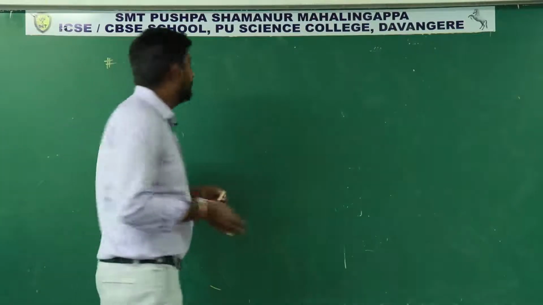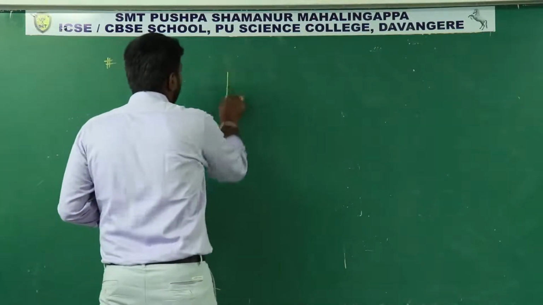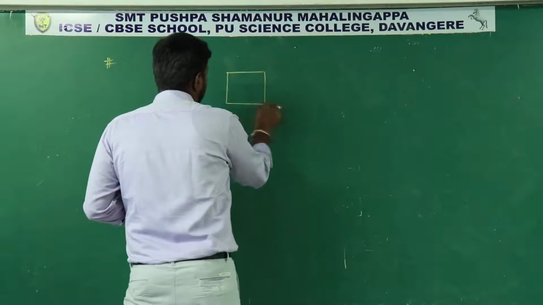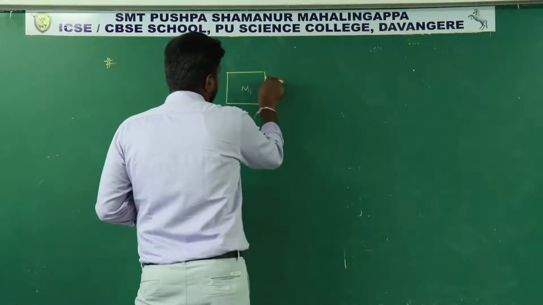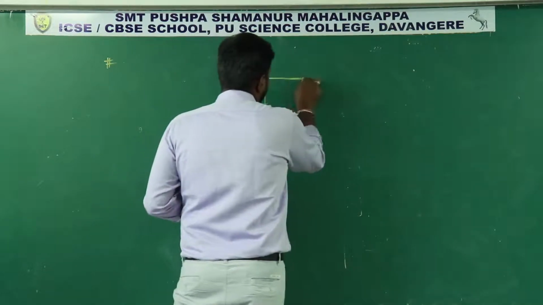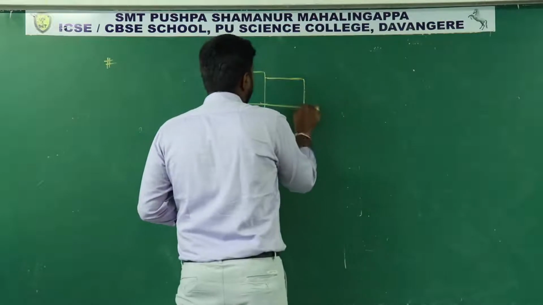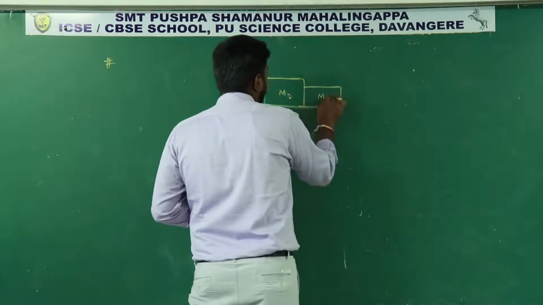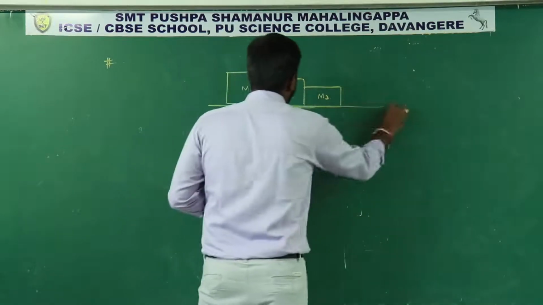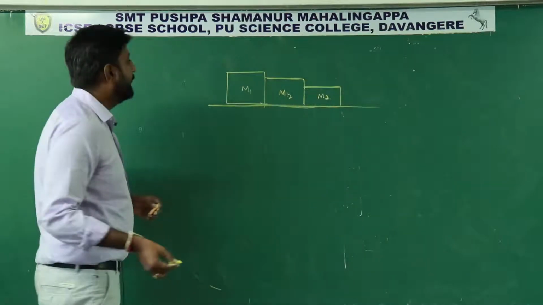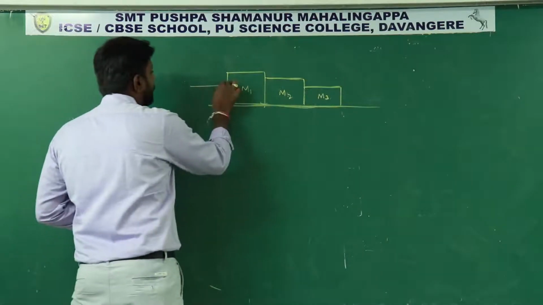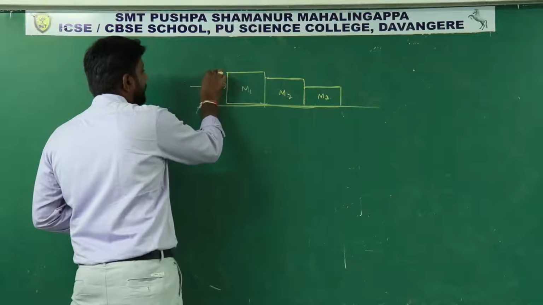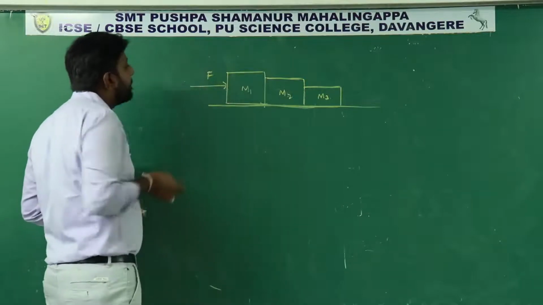So in this case, take 3 blocks. This is the M1 block, this is the M2 block, and the next one is the M3 block. 3 blocks on a horizontal surface. Then you are applying force in this direction, right?